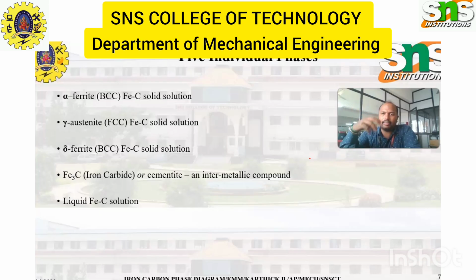The major phases, the combinations of the major phases in the inside loops, and these carbon percentages are the major important things of the iron carbon phase diagram. In the next class we will see the invariant reactions that occur in the iron carbon phase diagram. Thank you.